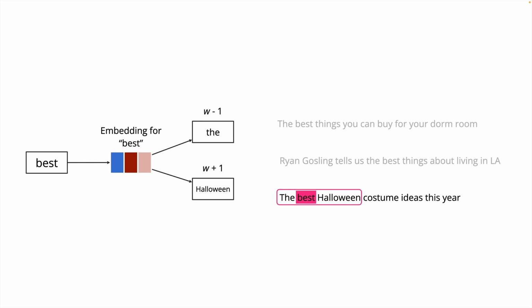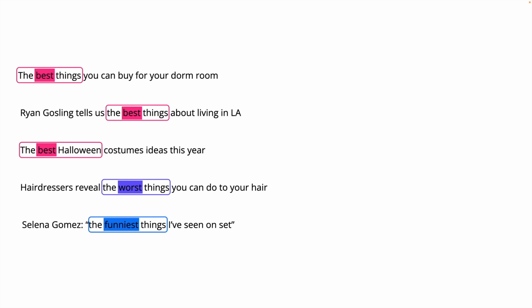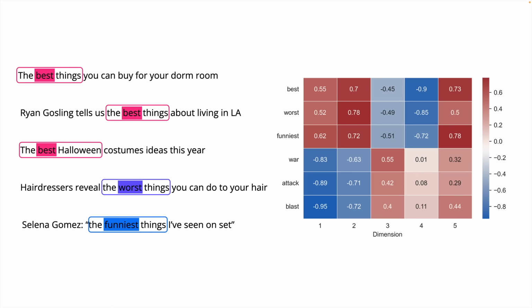We repeat this exercise for every word in the vocabulary, meaning we have a word embedding for each word in our corpus. Due to the way that this model is trained, words that are used in similar contexts end up with similar weights in their embeddings. So you can see that best, worst, and funniest are all used in similar contexts. And when we look at the resulting embeddings, we can see that these three words therefore have similar embeddings. In contrast, words like war, attack, and blast are all used in very different contexts, so they have very different embedding weights on each dimension.